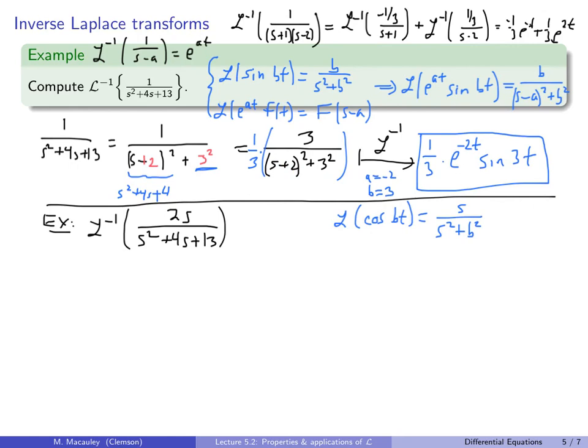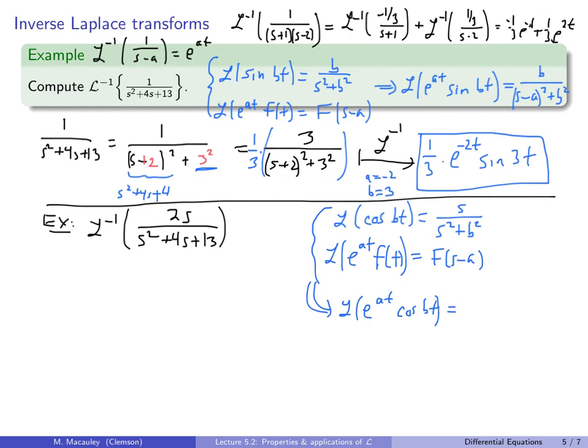Okay, so let's use the cosine formula right here, and let's use that same e to the at times f of t, which is F of s minus a. And so these things together tell us that the Laplace transform of e to the at times cosine of bt is this thing shifted by a.